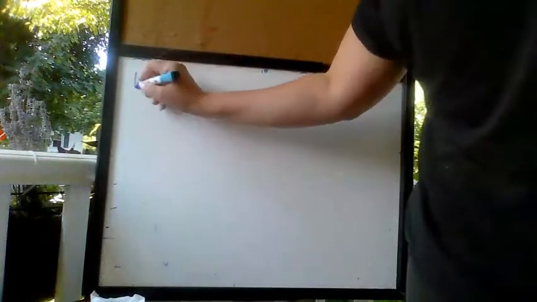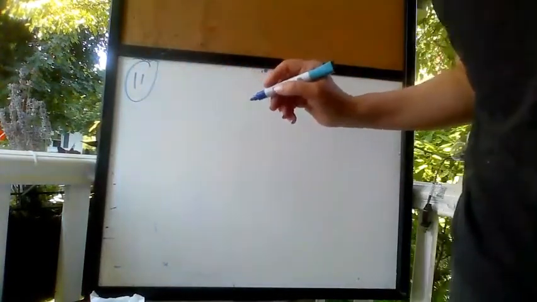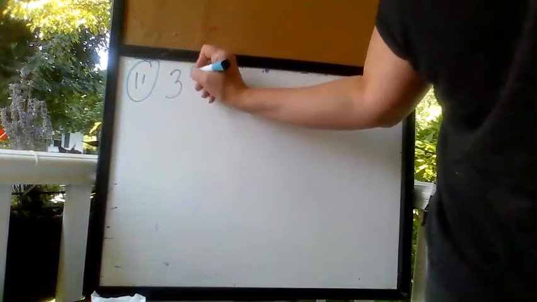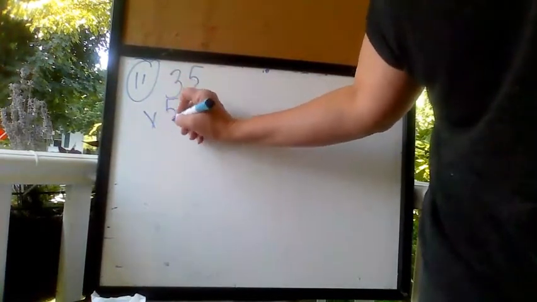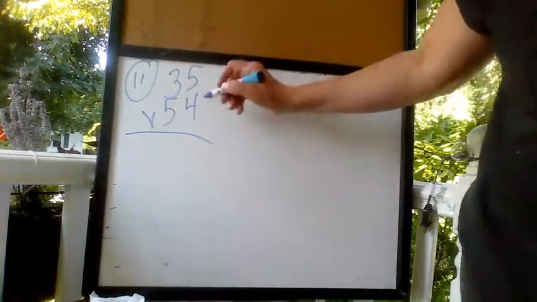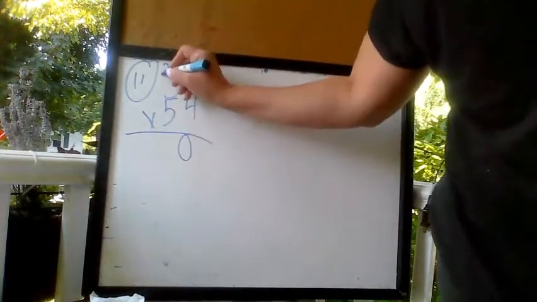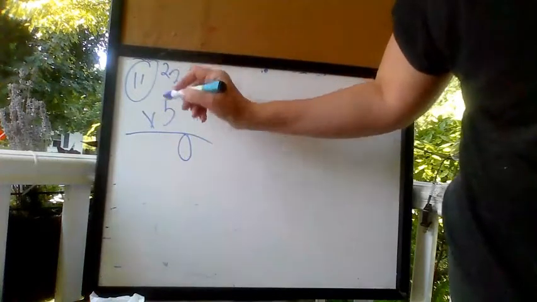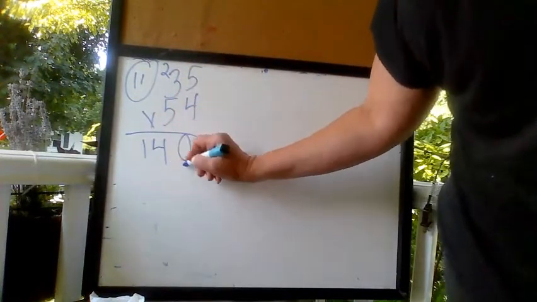Number 11. 11 is 35 times 54. 4 times 5 is 20. Carry the 2. 4 times 3 is 12, plus 2 is 14. Put a 0 down here.